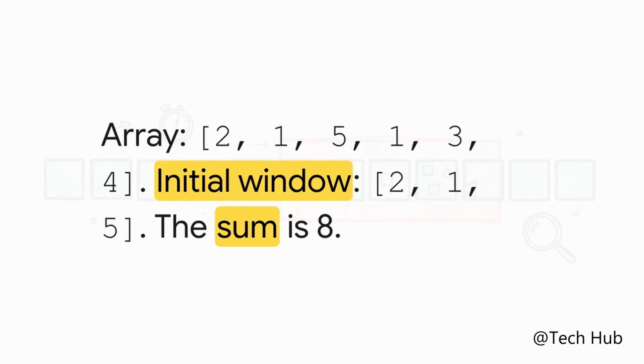Okay, let's make this real with an example. Let's say we have this array of numbers. Our tray, or our window, starts by holding the first 3: 2, 1, and 5. If we add those up, we get a total of 8.